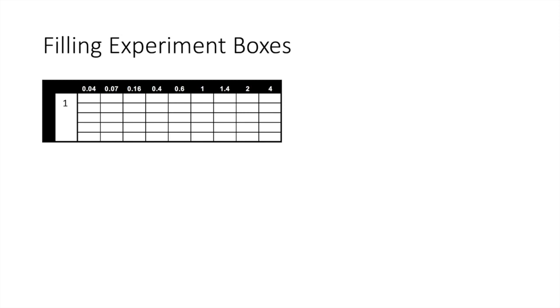Experiment boxes on our data sheets are filled out with a pattern of X's and O's. An X indicates that an animal responded to the filament, while an O indicates that the animal did not. In this example, we will use a mouse with a plantar von Frey filament test. We begin with the 0.6 gram filament. In our example, the mouse does not respond, so we mark this with a circle.